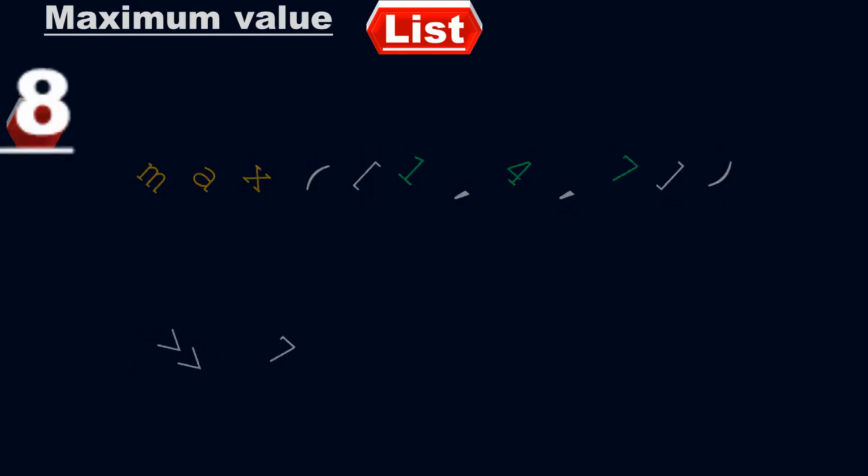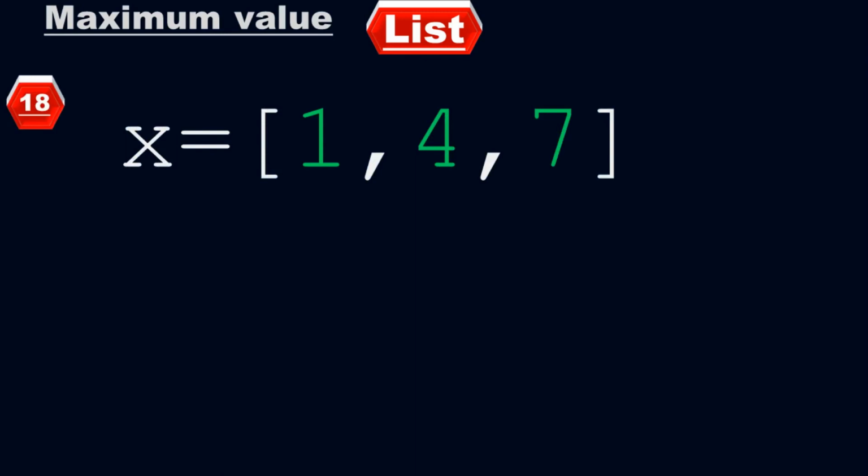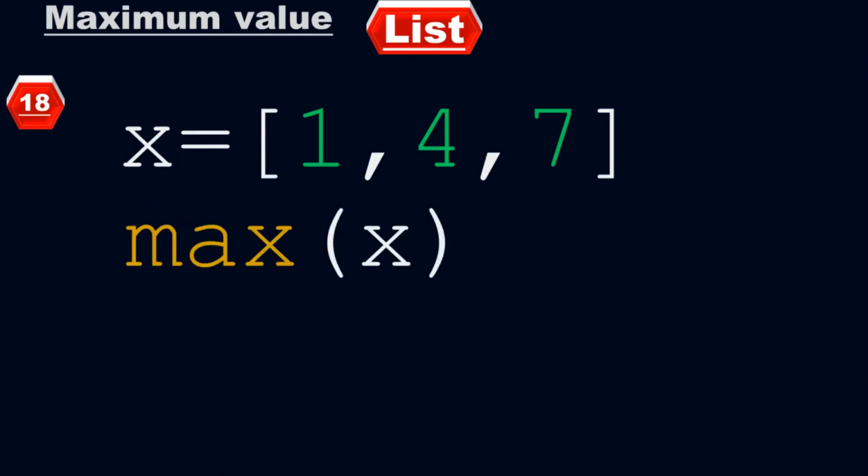The third method is to give the identifier. Name it by x equals 1, 4, 7. Call the variable x with the maximum function. Again, you will get 7, which is the same answer we got in the last 2 methods. So there are 3 ways that you can solve these programs.